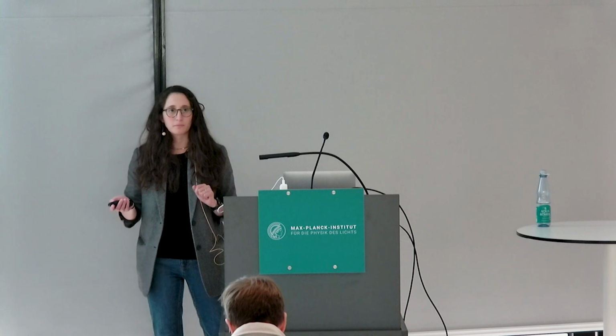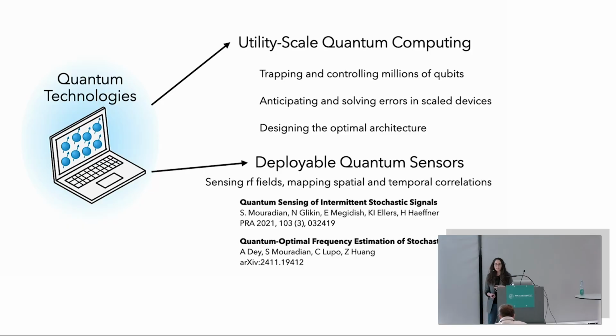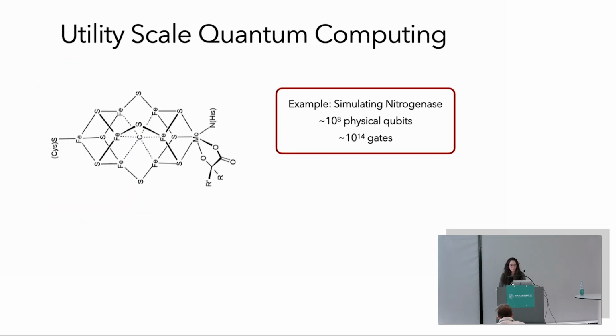What I'll be talking about for most of the talk is how we can get to utility scale quantum computing and how we can trap and control millions of qubits, how we can anticipate errors that we will see in scaled devices, even if they aren't large now. And third, how we can use our understanding of the device level, as well as our understanding of the application level, to design the optimal architecture, so that we're not doing too much work and still getting the fidelity and the speed that we need.